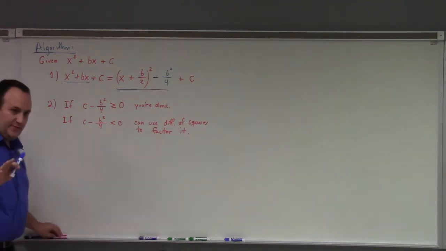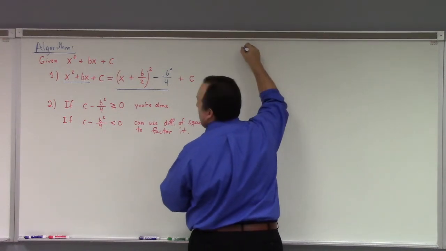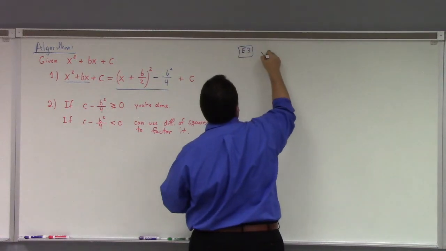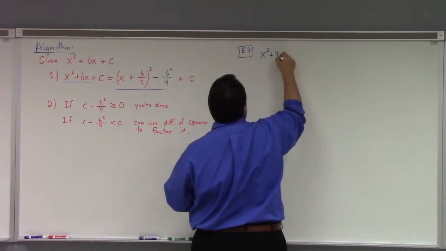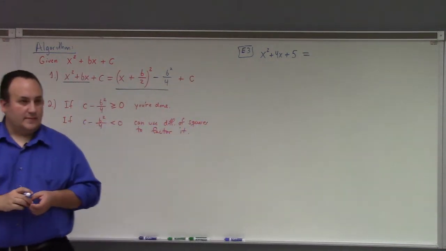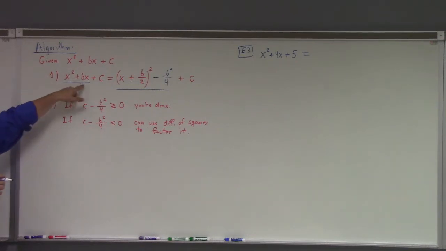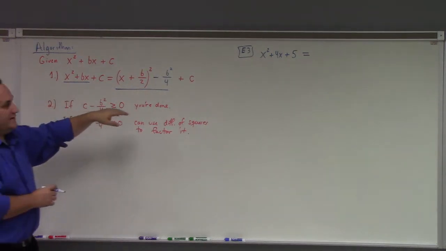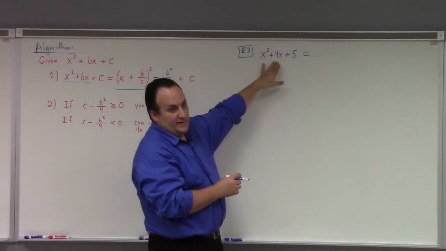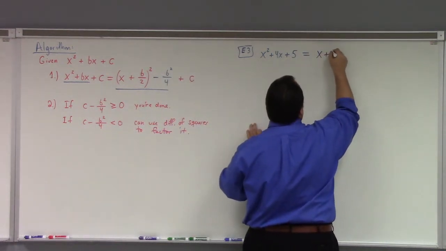Here, let me work through this on an explicit example, okay? I think I probably did this one last time, but I'll do it again here. So suppose you had x squared plus 4x plus 5. What this algorithm says is you take half of the coefficient of the x term. What's half of the coefficient of the x term in my example? I've got 4, so half of 4 is 2. So I rewrite this as x plus 2 quantity squared.